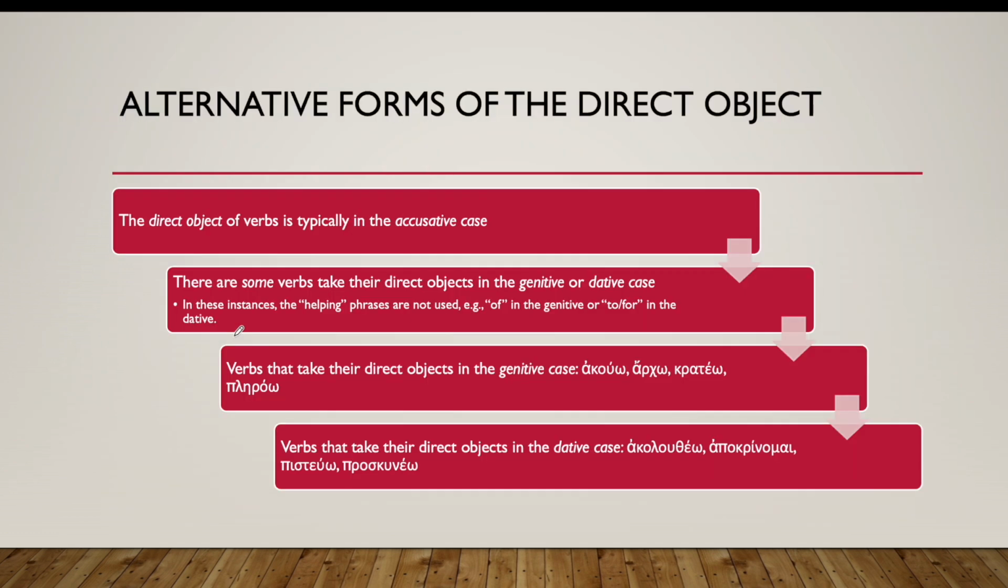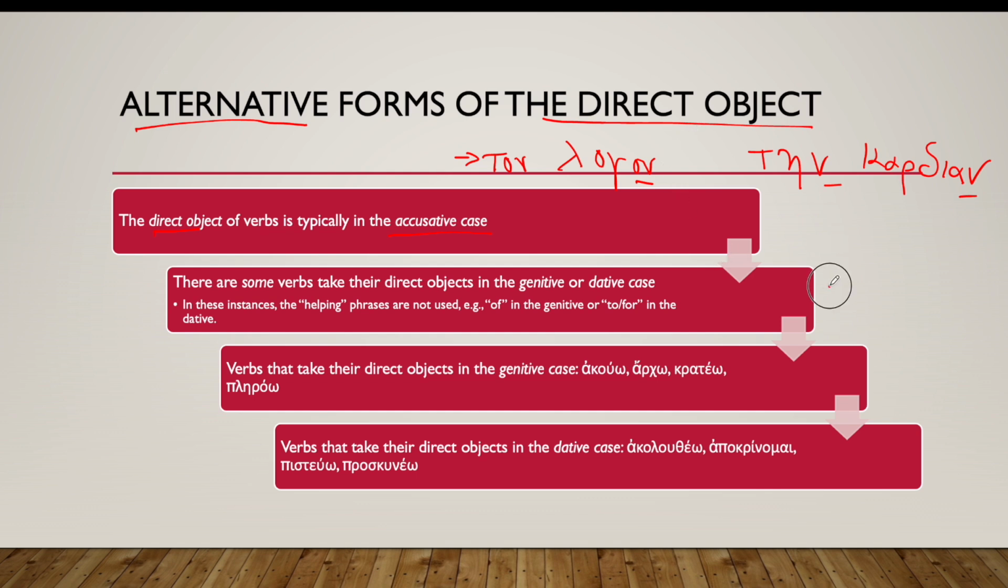Finally, I want to end by talking about alternative forms of the direct object. Okay, now we've learned that the typical direct object is in the accusative case. So, τὸν λόγον, for instance, τὴν καρδίαν. This would be the typical form of a direct object of a verb.